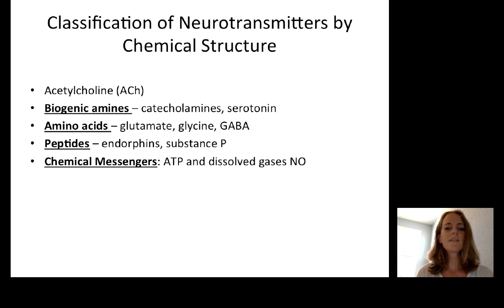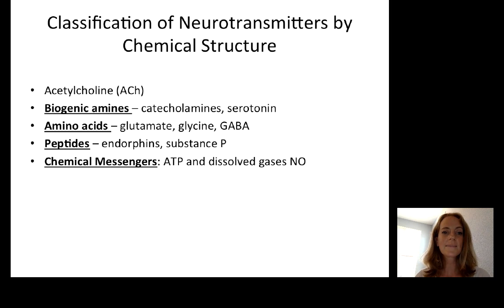So we can classify neurotransmitters by their chemical structure, and why would we do this? Why is this important? Well, think back to your cell communication lecture. How do chemicals or ligands affect receptors and cells? It depends on whether they are water soluble or lipid soluble. So classifying neurotransmitters by their chemical structure helps us understand a little bit more about the types of ligand-receptor interactions they may have. Now we could spend an entire class doing this, but I'm just going to give you guys some of the categories.